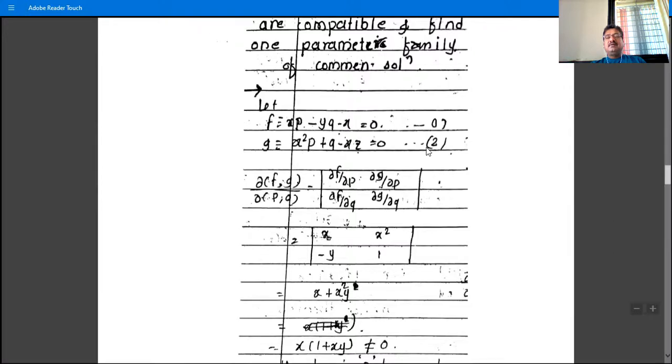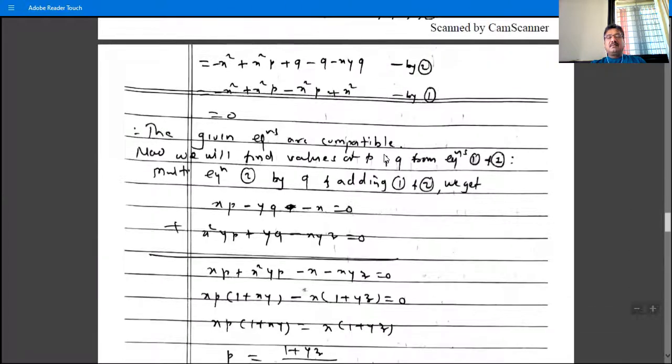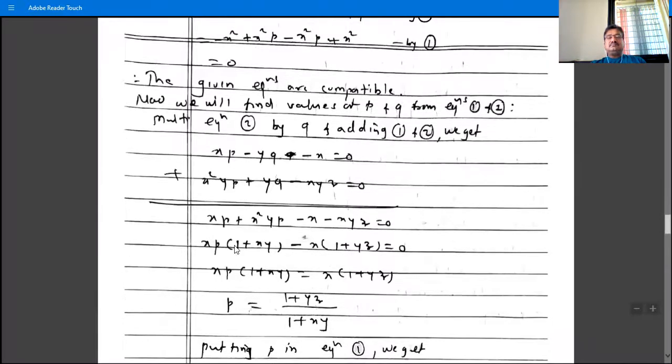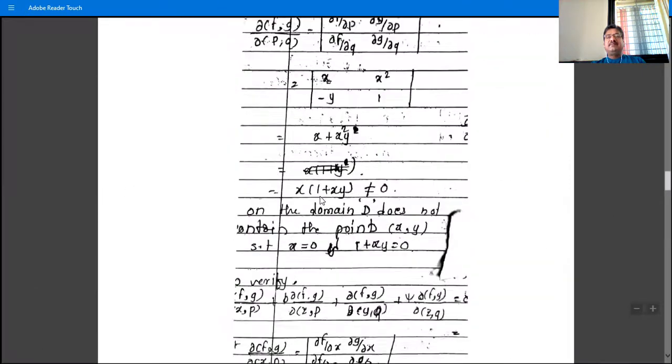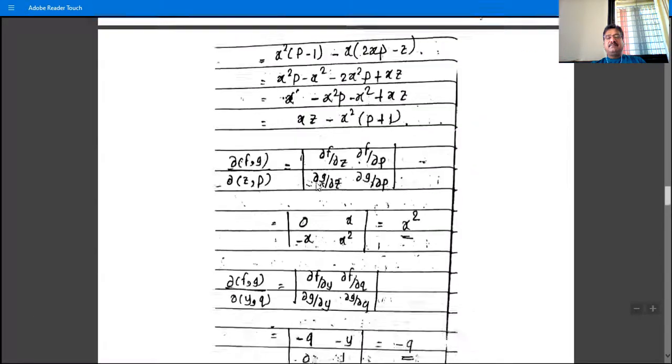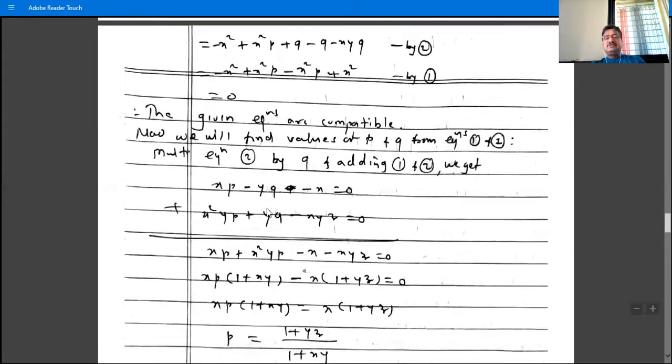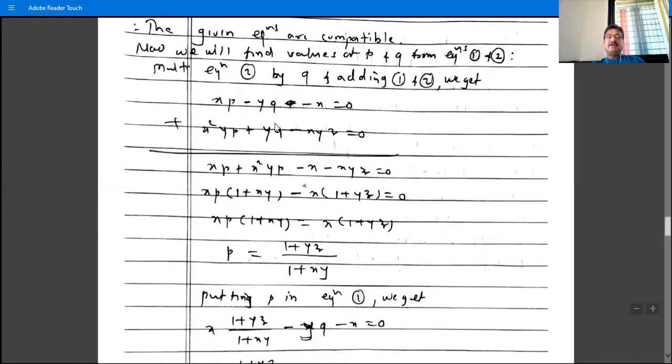Equation 1 and 2. Multiplying equation 2 by y and then adding, we have this minus xyz, x square yp. That is multiplying equation 2 by y, don't write q here, y. Multiplying equation 2 by y and adding 1 and 2. So this is 1, and after multiplying equation 2 by y we have this. So addition of these two is minus yq and plus yq get cancelled.